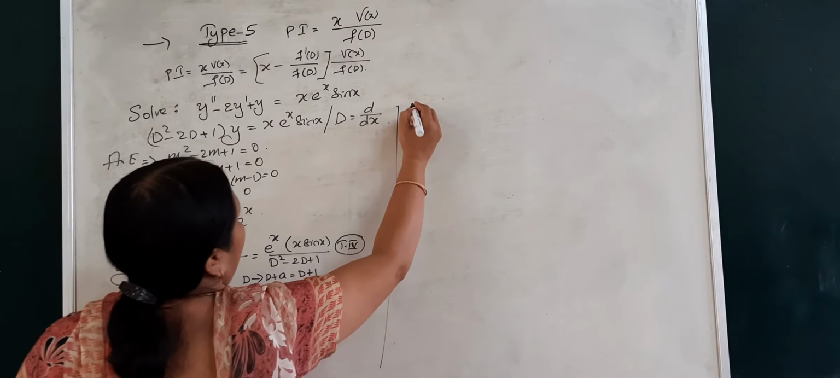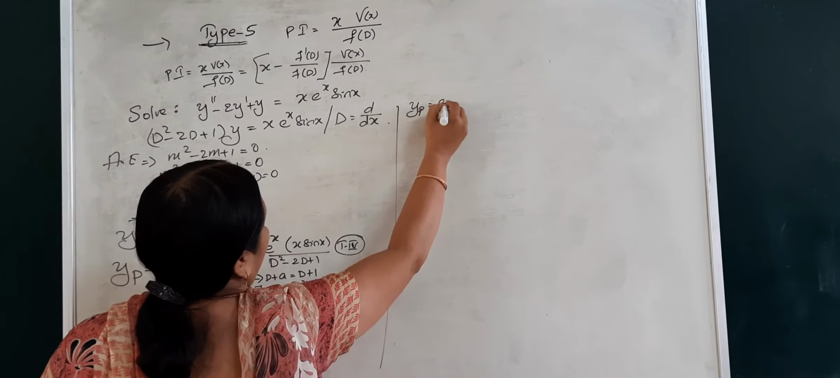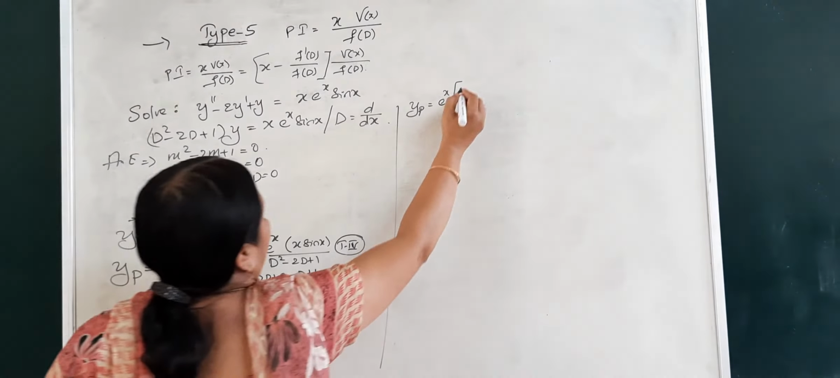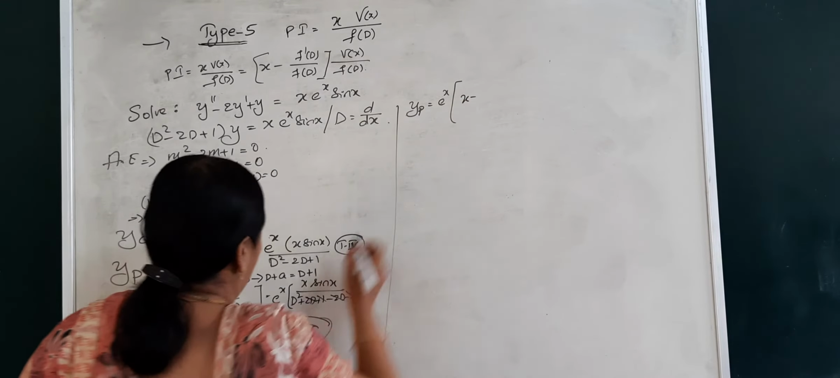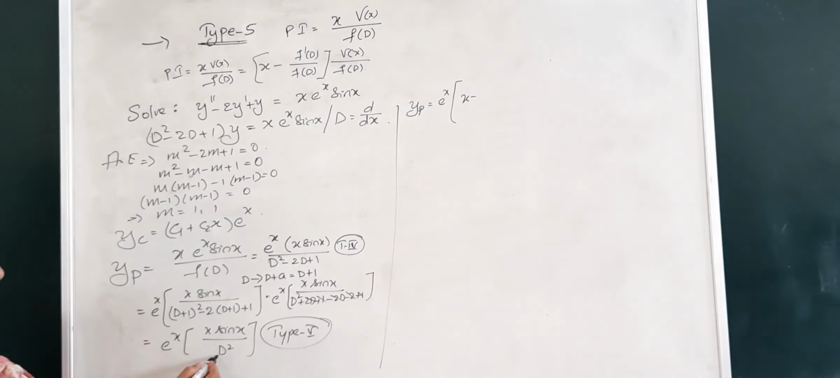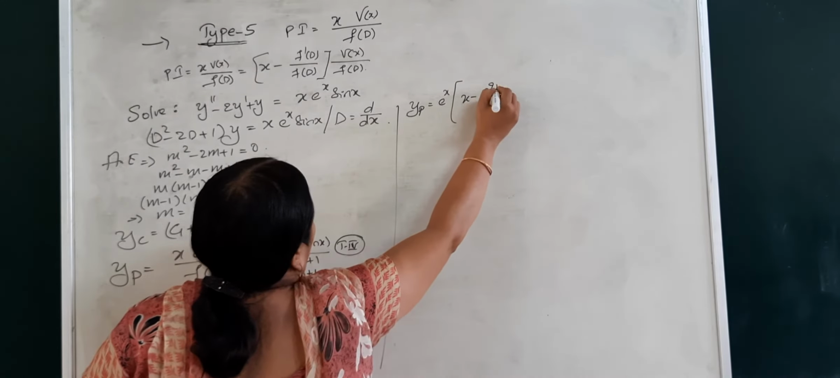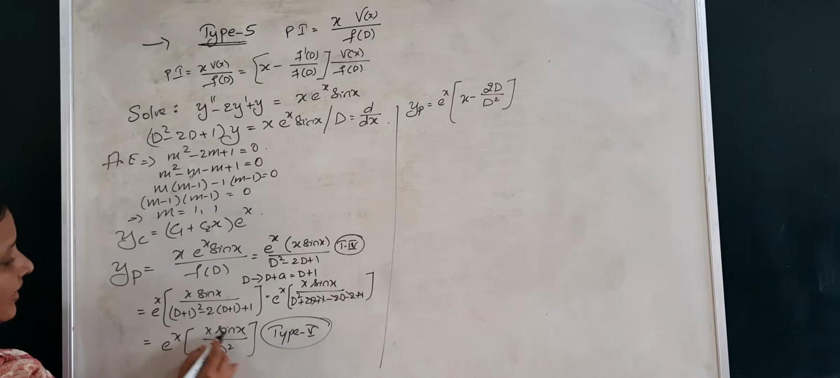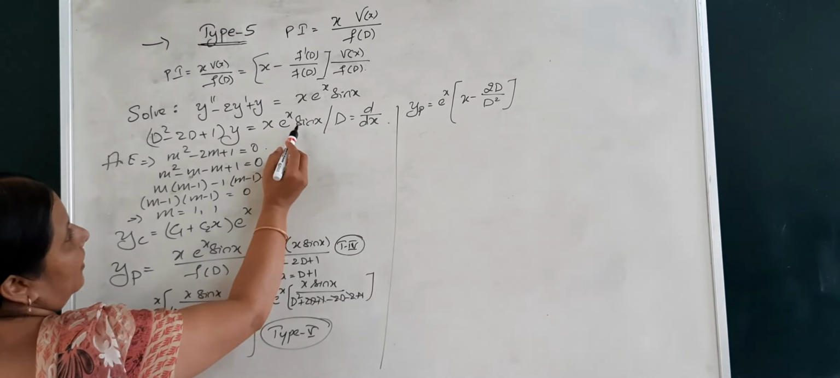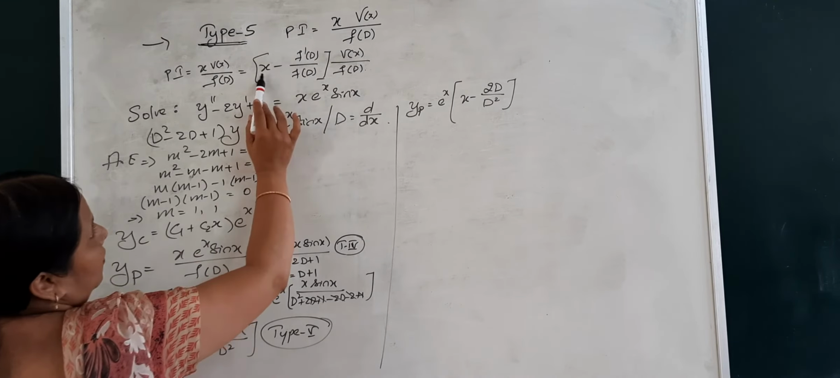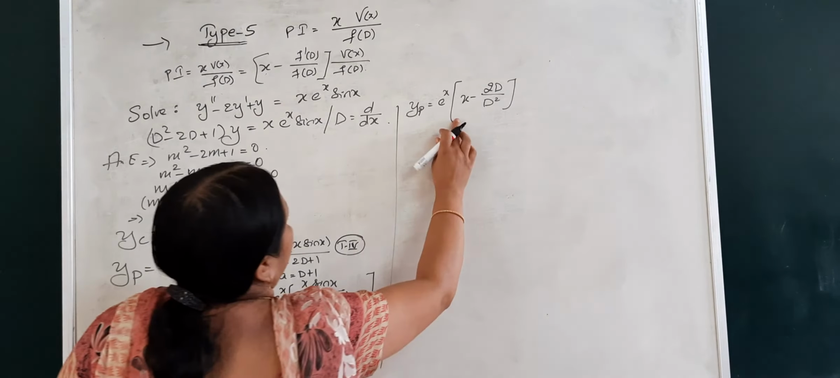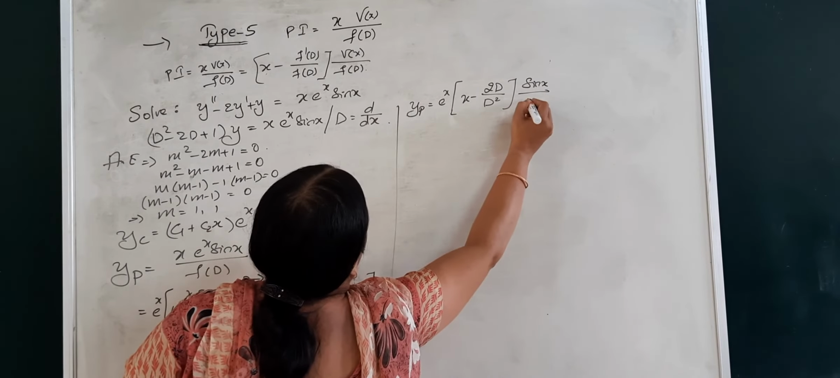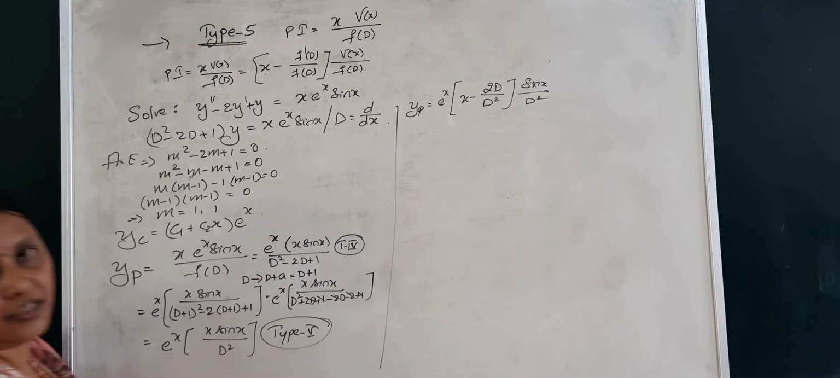Okay, so let us apply the type 5 here. So we get our yp therefore equal to e power x as it is, into this part replaced by x minus f dash of D. Our f of D is D square, f dash of D is 2D, divided by D square, into whatever the function here, sin x. x won't come anymore, only the function comes. x will be just outside here, in the brackets. So sin x divided by D square, got it?